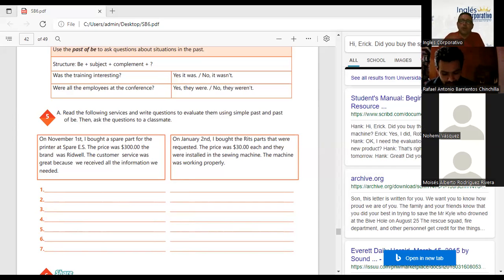Yo le digo, hoy fui a San Miguel. ¿Cómo? How do you say fui a San Miguel hoy? I went to San Miguel. Okay, I went to San Miguel today. Y le doy una descripción. It was hot. Estaba caliente. Ahora yo le digo, my brothers went to an interview yesterday. They were excited.